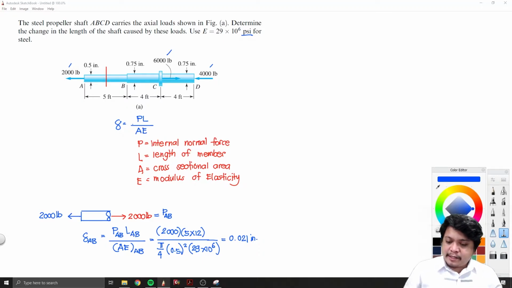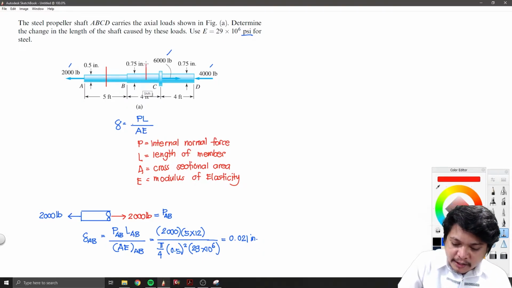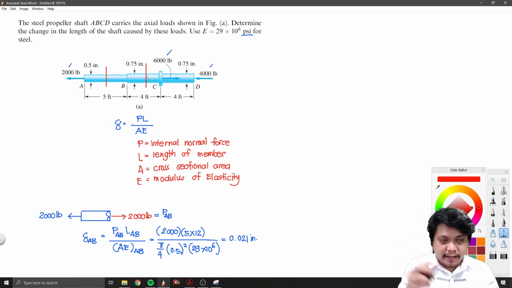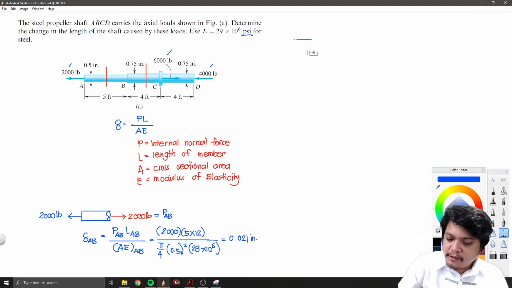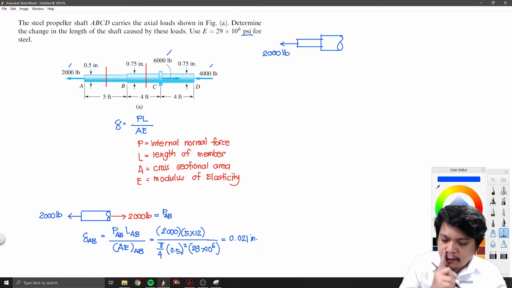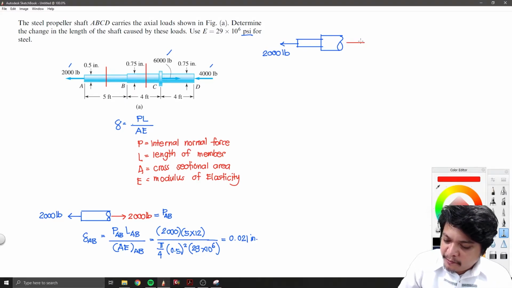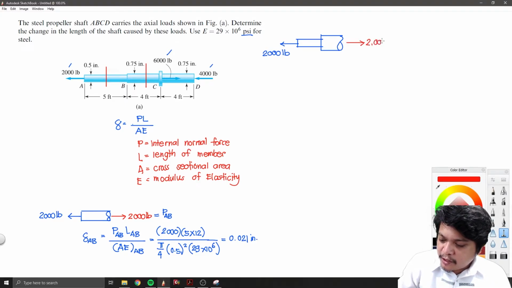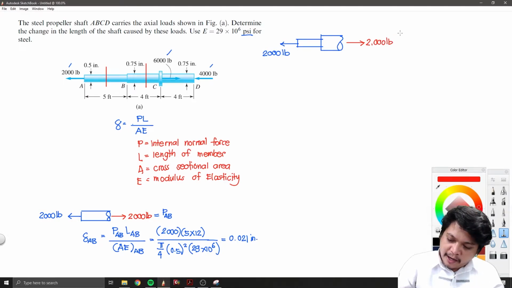Okay, next, i-cut ko naman dito at section B. Tapos mamili ako, right or left. Left na lang ulit. So, this is the first section, and then ito na yung aking section B. Again, meron ako ditong 2,000 pounds. Wala namang ibang other forces. So, to gain equilibrium, again, this would also be 2,000 pounds. And this is now your PBC.